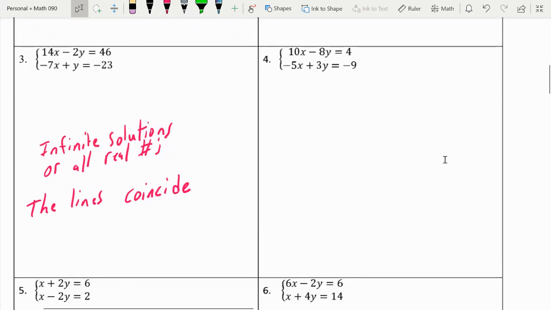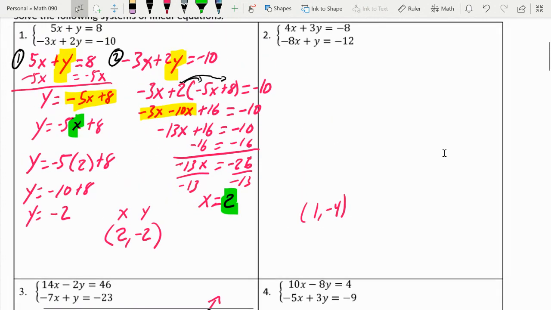Number three is an infinite solution, or all real numbers, depending on how your teacher says it. What this means is when you solve for one of the variables, regardless of which way you solve, you're going to notice everything cancels each other out. You're going to eventually end up with 0 is equal to 0. The reason that happens is the lines coincide. The lines are right on top of each other. And all that means is there's an infinite amount of solutions. These two lines are touching everywhere.